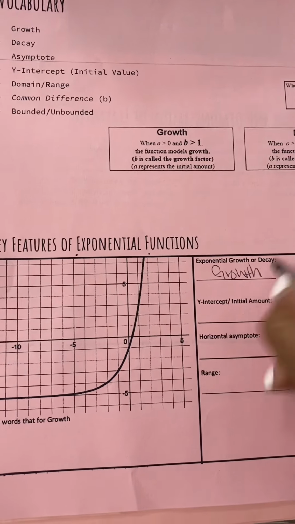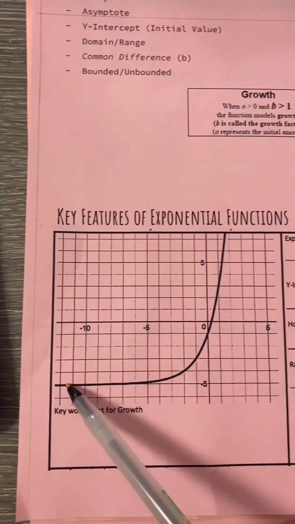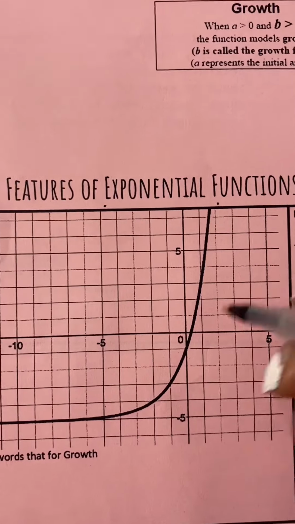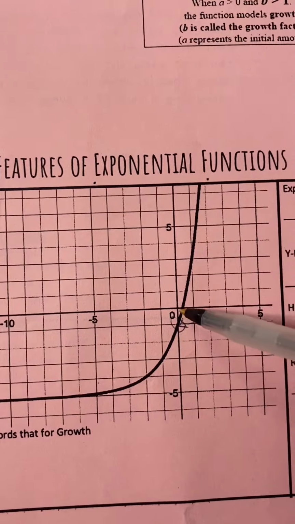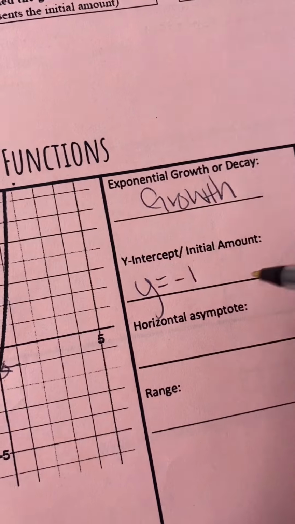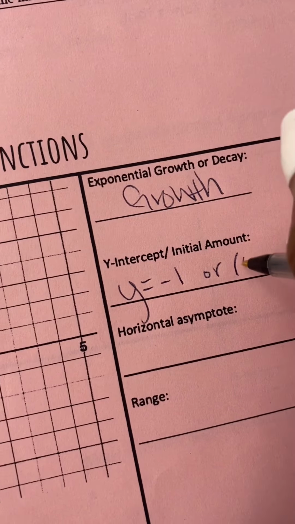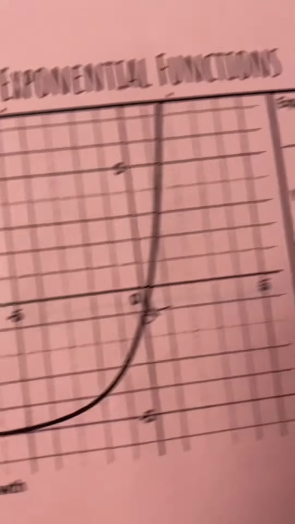It's asking for the y-intercept. Y-intercept means where this graph intercepts the y-axis. It intersects it right here at -1. That's 0, -1. So your y-intercept, you could say, is y equals -1, or you might see it as an answer choice as a coordinate. Okay, 0, -1 is the coordinate.